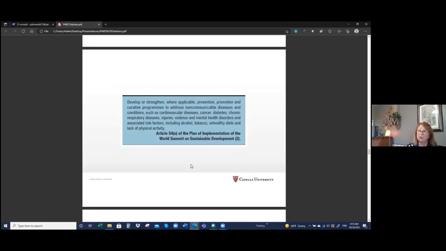They want to develop or strengthen preventative, promotive, and curative programs to address non-communicable diseases. So what do they want to do? They want to prevent, they want to recognize, and they want to treat. And you can see them here. We talked about them: cardiovascular, cancer, diabetes, chronic respiratory, trauma, violence, mental health.